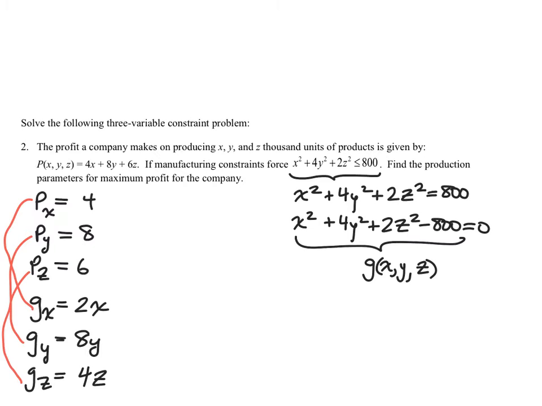All right, so what I would say is that, and I could just kind of tuck it in over here, 4 is equal to lambda times 2x. 8 is equal to lambda times 8y. And 6 is equal to lambda times 4z.